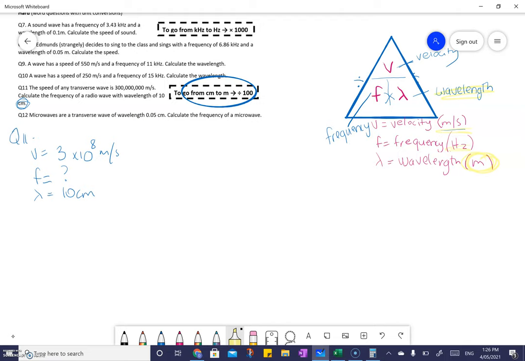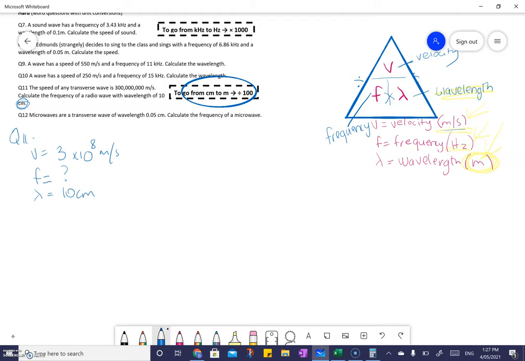If you put in centimeters here, you won't get meters per second, you'll get centimeters per second. So it doesn't make sense. You have to put in these three units. That's it. So all that means is we have to convert 10 centimeters into meters.